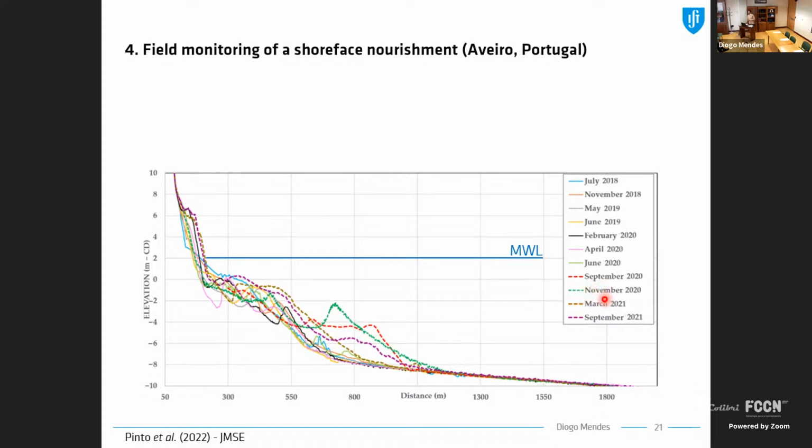In November, the green one, you see that this shore face nourishment started to move landwards after a while. So you see the difference between the red one and then the green one, and the shore face nourishment is moving landwards. If we look to March 2021, so more or less after 6 to 7 months, we see this brownish line, and on top of the topobathymetric profile, you see that the shore face nourishment starts to get attached to the initial profile. So it's moving actually landwards.